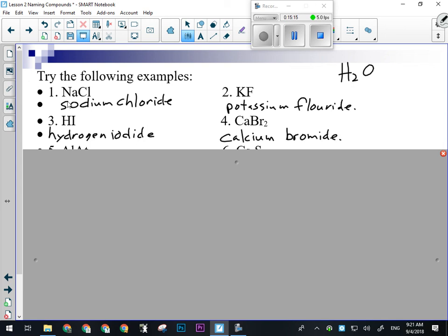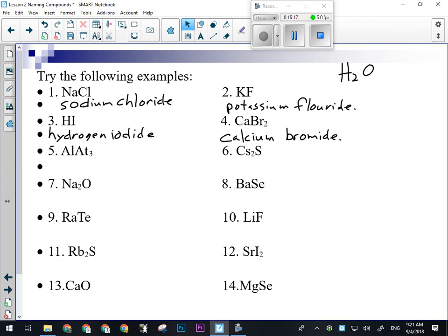All right, seems like you guys have got the hang of this. Finish them off. Give you a few minutes, and we'll go over the rest. So we'll quickly go over these here, guys. All right, so for number 5, Al is aluminum, At is astatine, so this is aluminum acetatide.